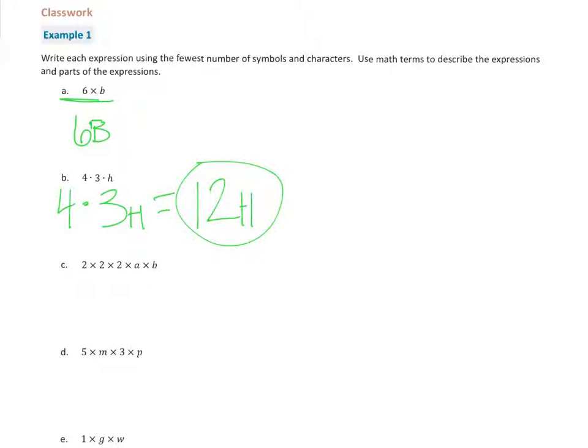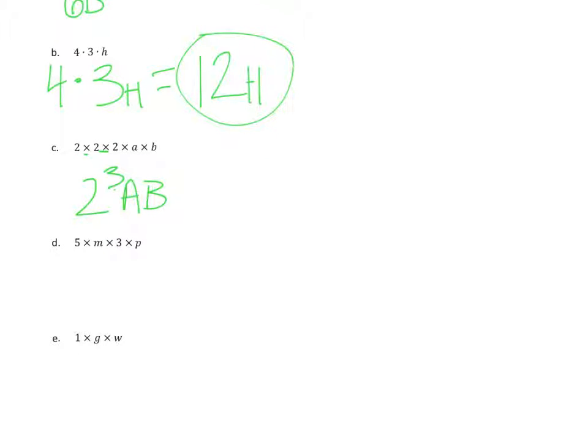Now with this guy, we've got 2 times 2 times 2, which we know is 2 to the third power, times a times b. Boom. Look at that. There's 1, 2, 3, 4 multiplication signs in that expression, and we did not actually need any of them. How about this one? Well, since I know that multiplication order doesn't matter, I'm going to take my 5 and my 3. 15 times that m times that p.